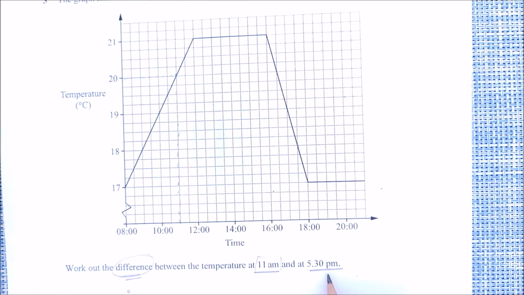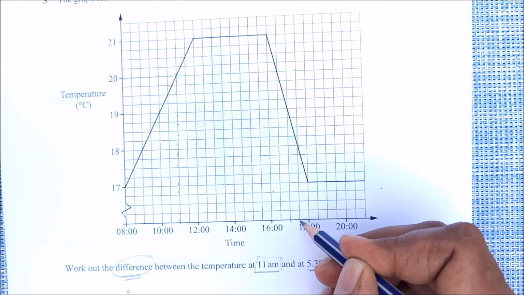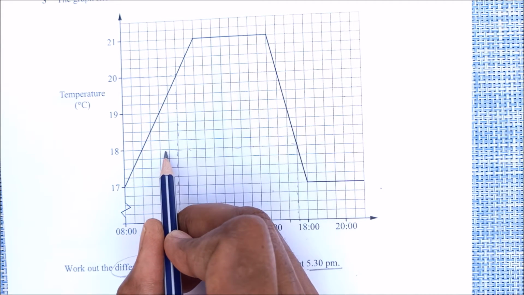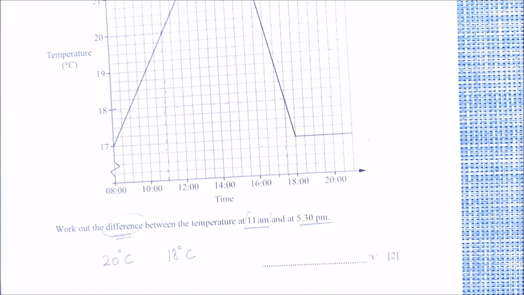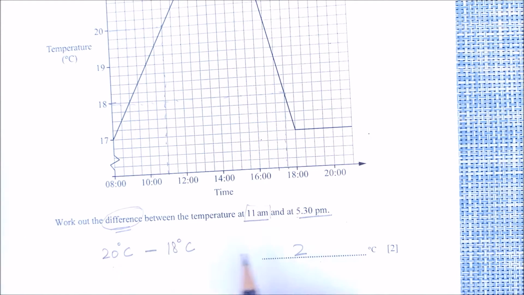Now 5:30. This is 4 and this is 6. 5 is here, and 5:30 will be this side. So you have this one, go along the horizontal line. So we got 18. This is the temperature for 11, and this is for 5:30. We need to find the difference. So we are going to calculate the difference. When you subtract this, you get 2 degrees Celsius. Degrees Celsius is already displayed, so we can just calculate the difference.